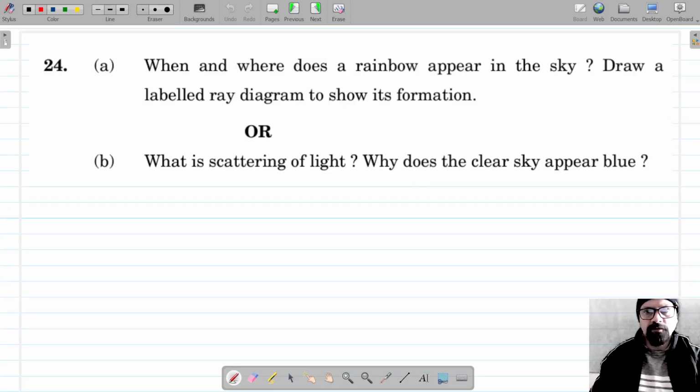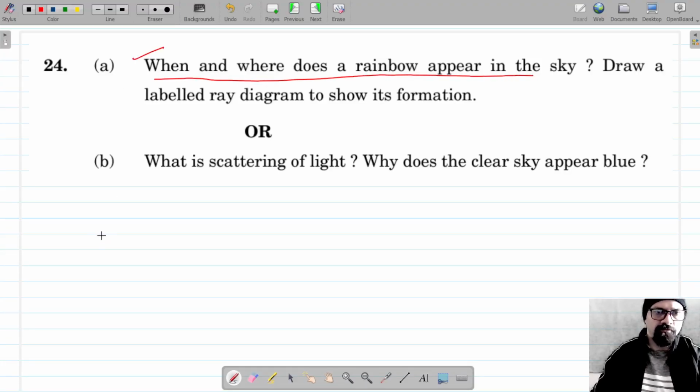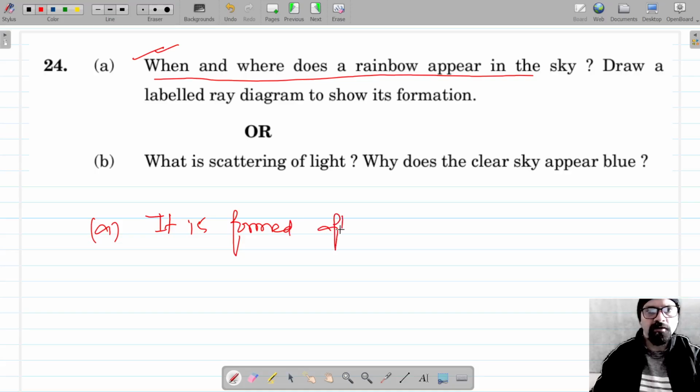Okay, for question number 24, it's asked when and where does a rainbow appear in the sky? So this is question number 4. And the solution for when: when does a rainbow appear in the sky? It is formed after a rain shower, when drops of rain remain suspended in the air.